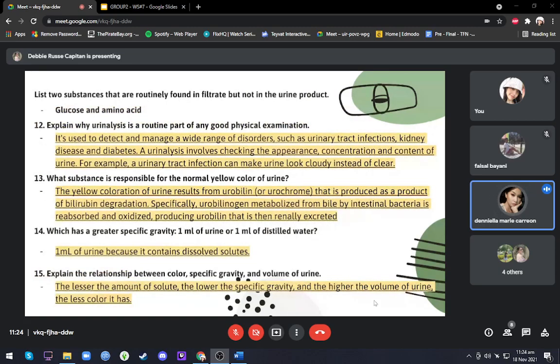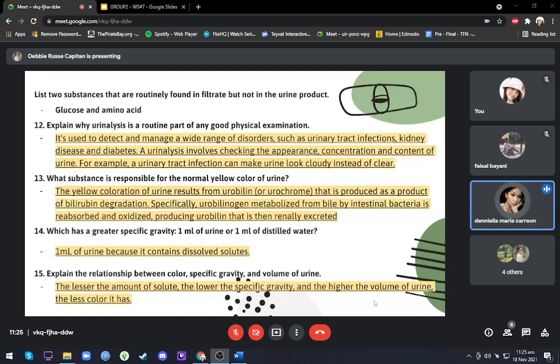List the 2 substances that are routinely found in filtrate but not in the urine product. The glucose and amino acid. Explain why urinalysis is a routine part of any good physical examination. It's used to detect and manage a wide range of disorders such as urinary tract infections, kidney disease, and diabetes. Urinalysis involves checking the appearance, concentration, and content of urine. For example, a urinary tract infection can make urine look cloudy instead of clear.